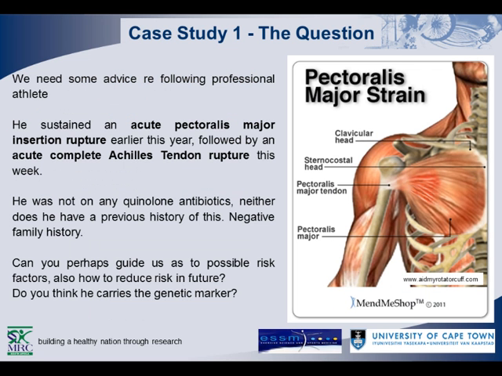These are some of the case reports that we've had in the past. A clinician has contacted our research group and said he sustained an acute pectoralis major insertion rupture and recently sustained an acute complete Achilles tendon rupture. He's not on any quinolone antibiotics, nor does he have any previous history of this, and there's also a negative family history. Can we perhaps guide him as to the possible risk factors and also how to reduce his risk in the future? Does he think he carries the genetic markers?